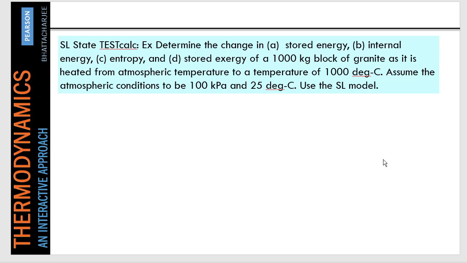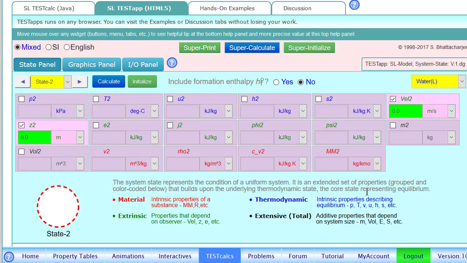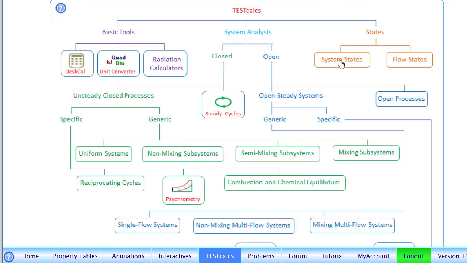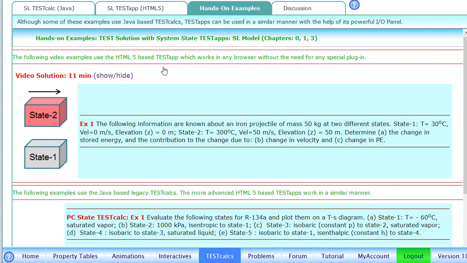This problem asks to find the change in different values of a 1,000 kilogram granite block when it's heated from 25 degrees Celsius to 1,000 degrees Celsius. Since it's a solid and no phase changes are expected, the SL model is the best choice. So we'll want to go to Test Calcs, System States, SL model, and then either hit Test App or Test Calcs.